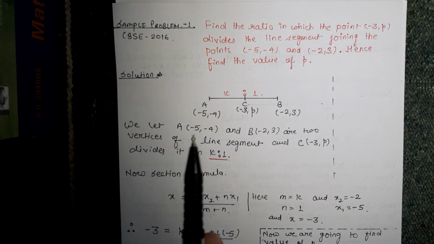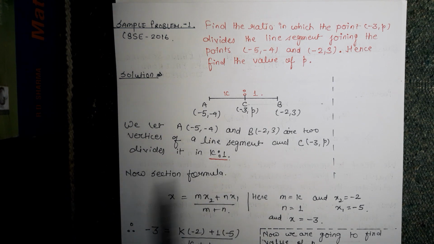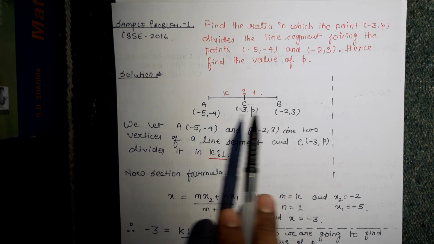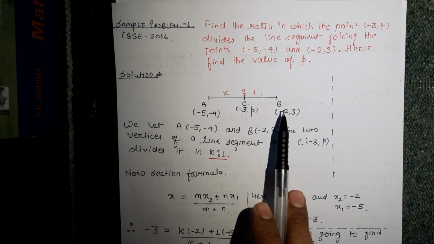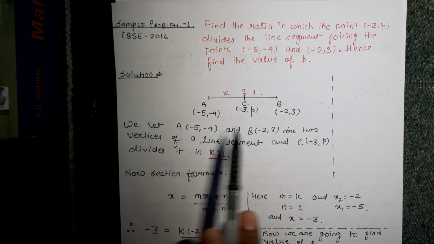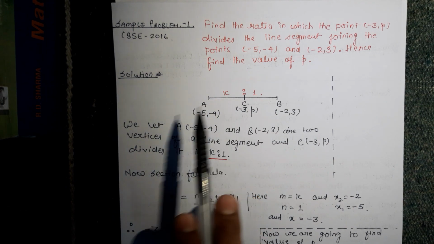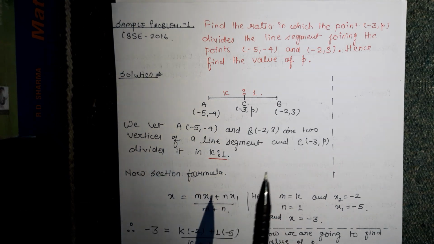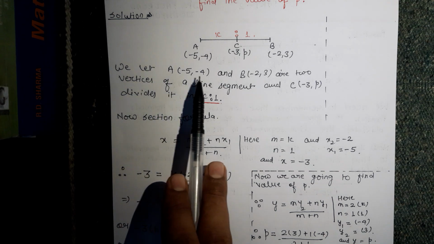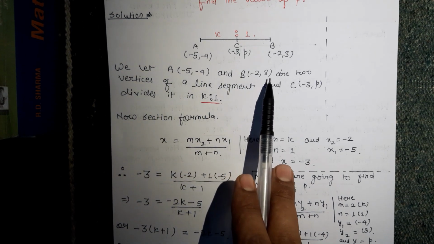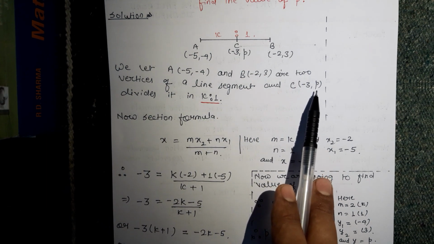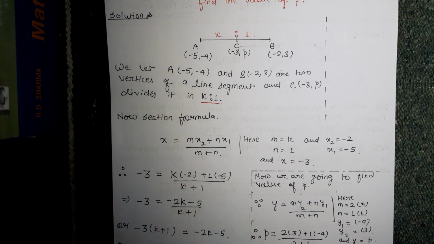This question has been asked in the 2016 examination. So let's start with the figure. Here we are given a line segment with coordinates of A and coordinates of B, and the coordinates of C are also given. And what we need to do is find the ratio in which C divides AB. So we let A be (-5, -4) and B be (-2, 3), the two endpoints of a line segment, and C is (-3, p), which divides it in k:1.